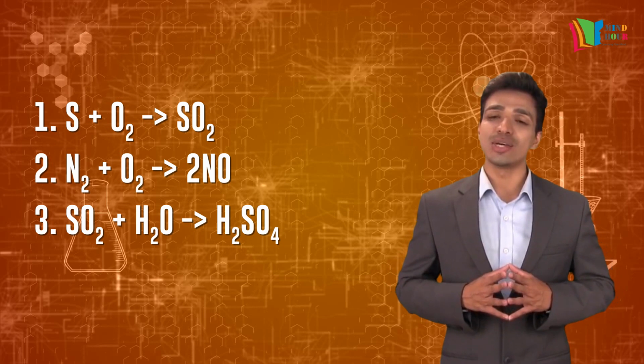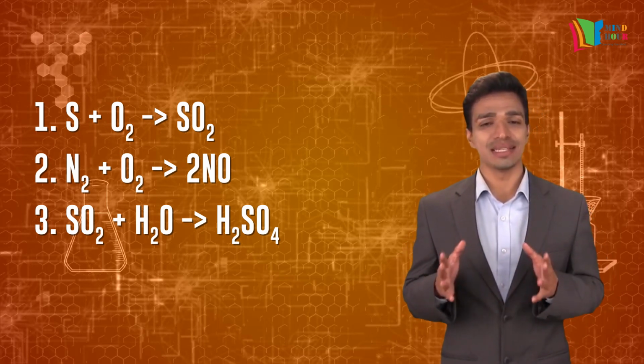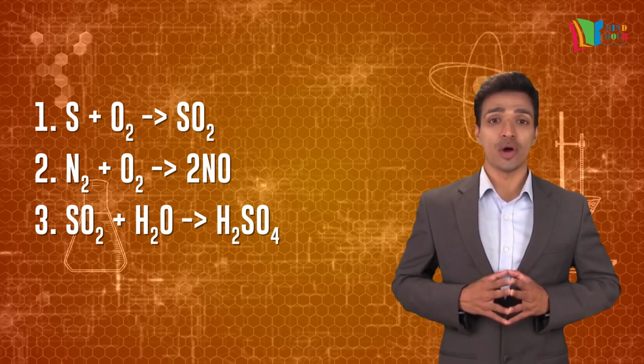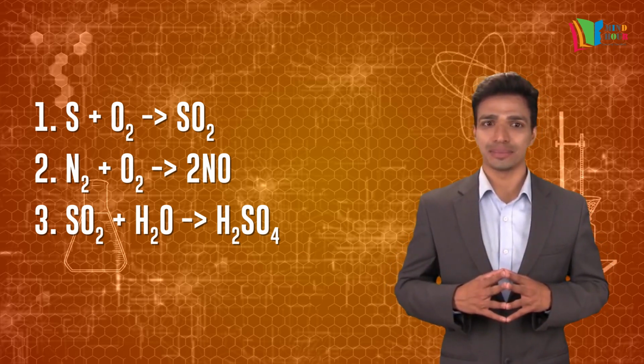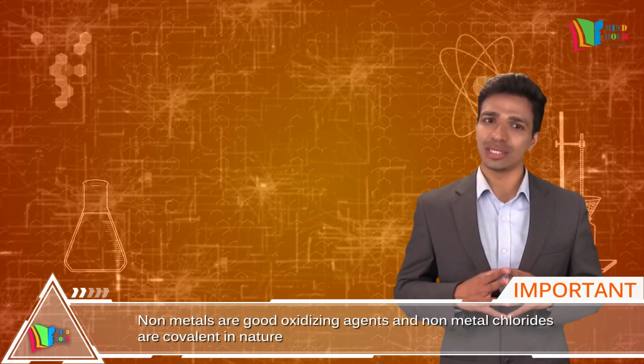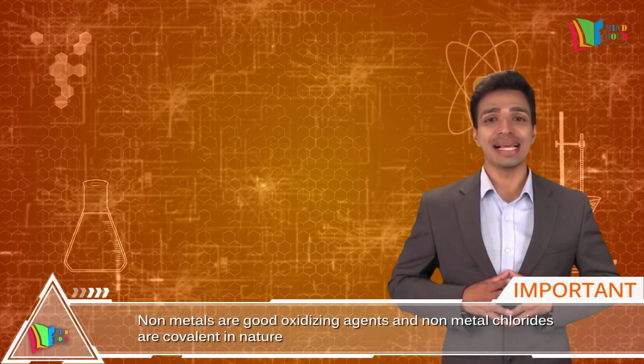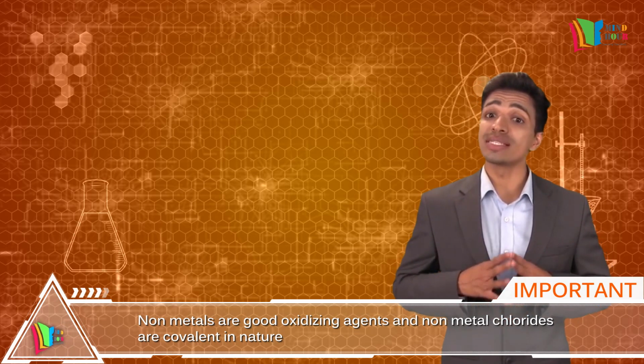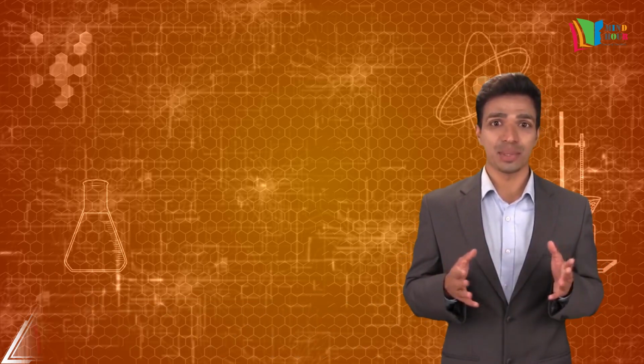Nonmetal oxides dissolve in water to form acidic solutions. Sulfur dioxide dissolves in water to form sulfurous acid. Nonmetal chlorides are covalent in nature. For example, HCl and CCl4. Nonmetals are good oxidizing agents. For example, sulfur in hydrogen sulfide undergoes oxidation when hydrogen sulfide reacts with chlorine.